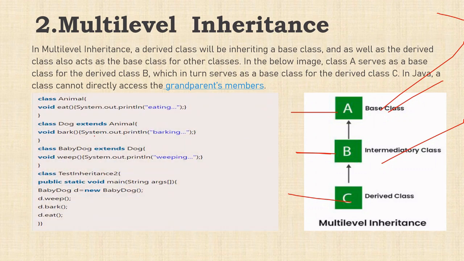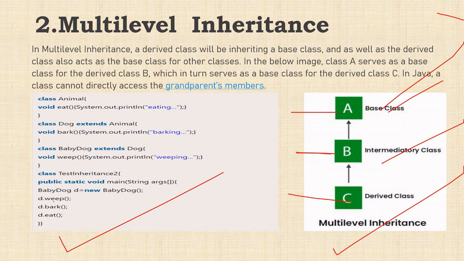Here there is an animal class, and dog extends the animal class. There is also a baby dog class, and baby dog extends the dog class. Same as before, class B extends class A, and class C extends class B. This is an example of multi-level inheritance, and like this we can achieve multi-level inheritance in Java.